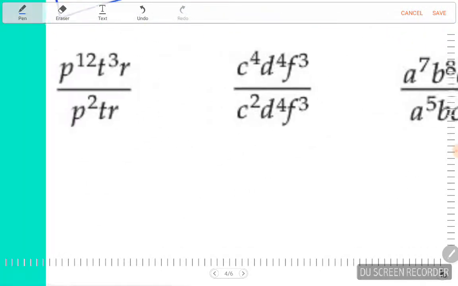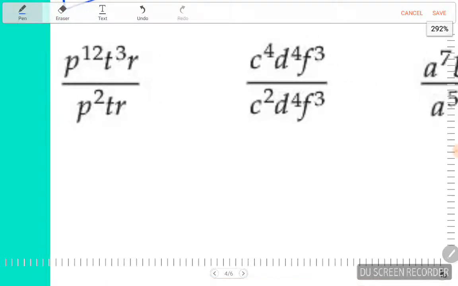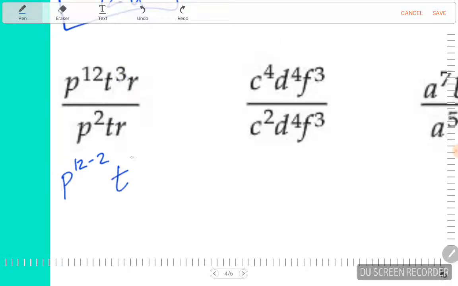Okay, some more complicated division ones. I've got p with a 12 exponent on the top, 2 on the bottom. That means I do 12 minus 2 as the exponent. T has a 3 and an invisible 1. So that's 3 minus 1. R, these are both 1, right? So it's like 1 minus 1. Or I could kind of just realize that they're going to cancel out, right?